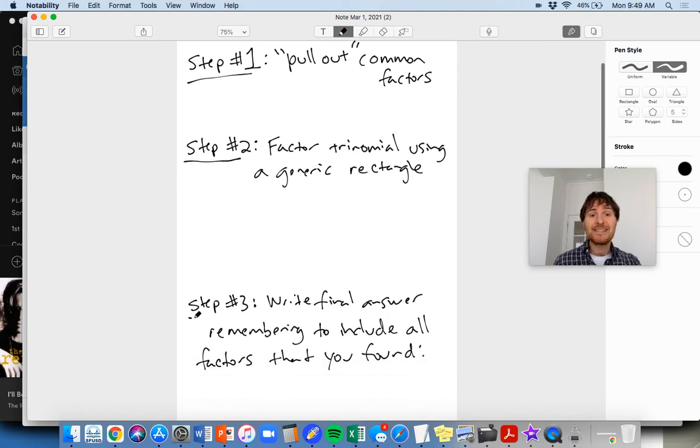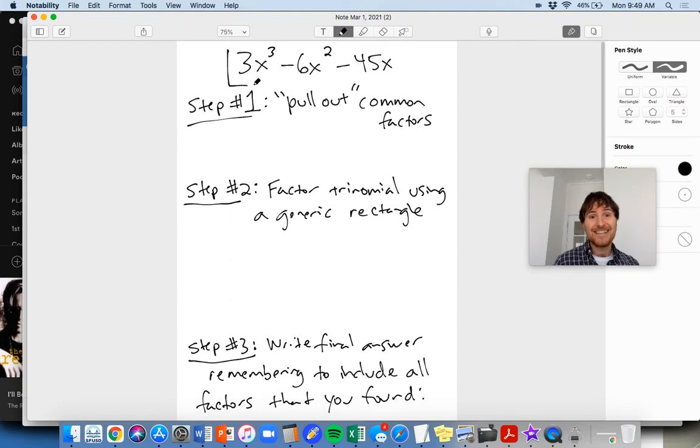Final step, step 3. This is the easy part, but a lot of people forget it. You have to remember your factors from steps 1 and 2 to write your final answer of what this is. Because again, you're trying to represent what this represents as a product, right? A series of factors multiplied together, okay?